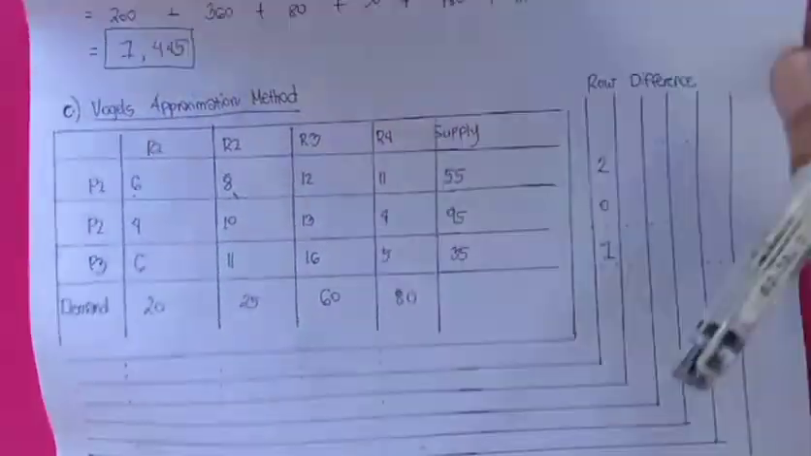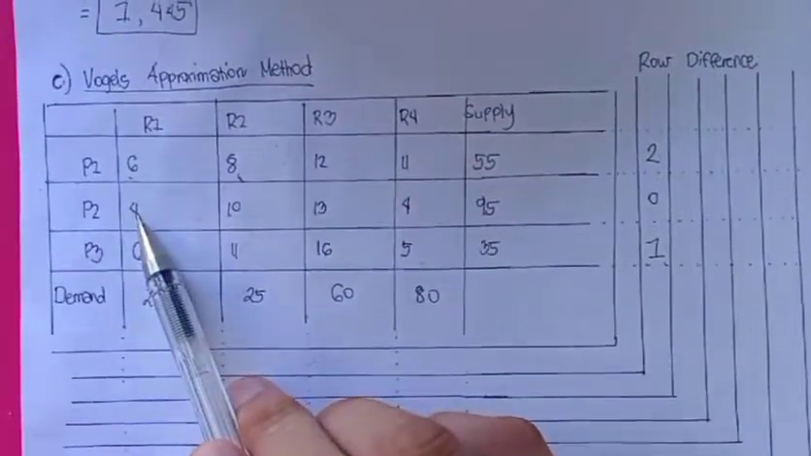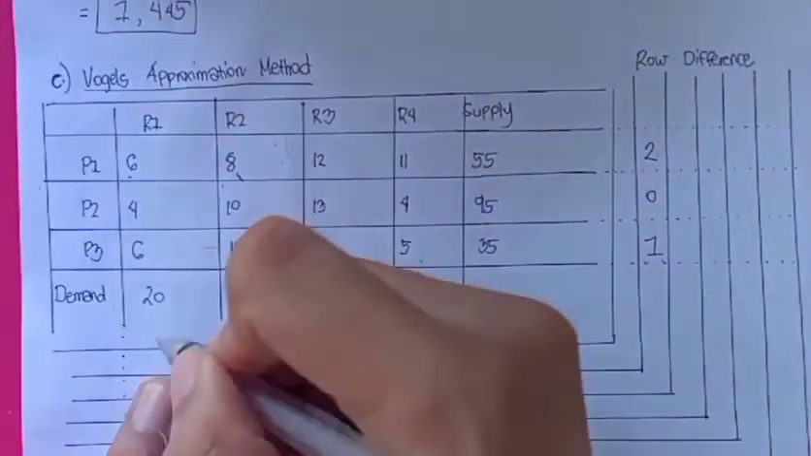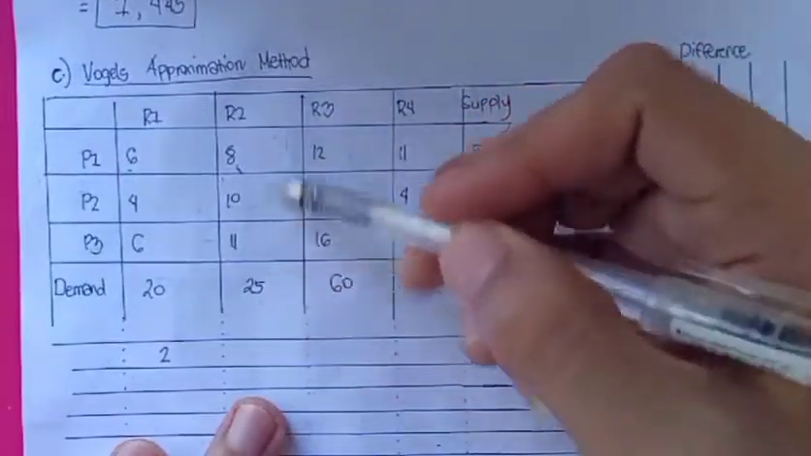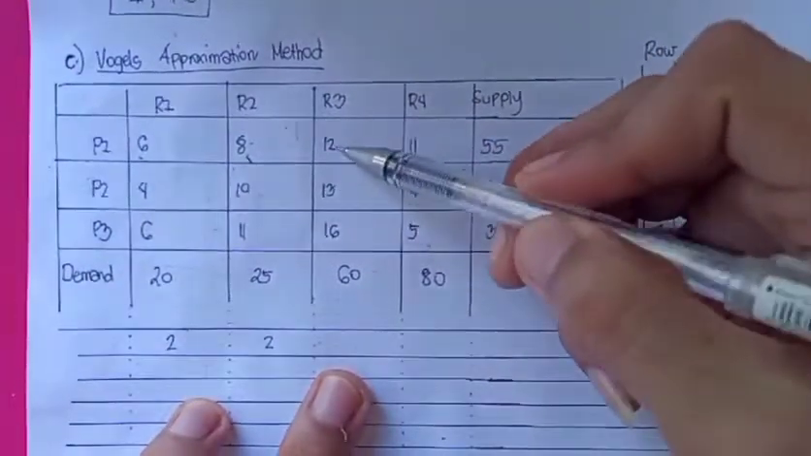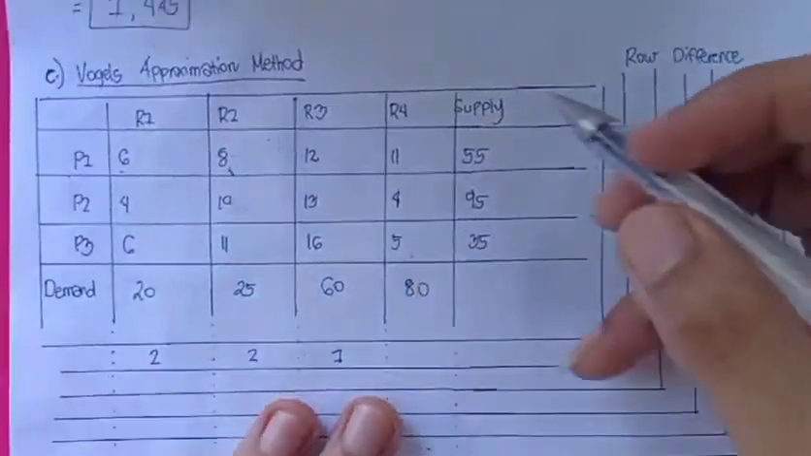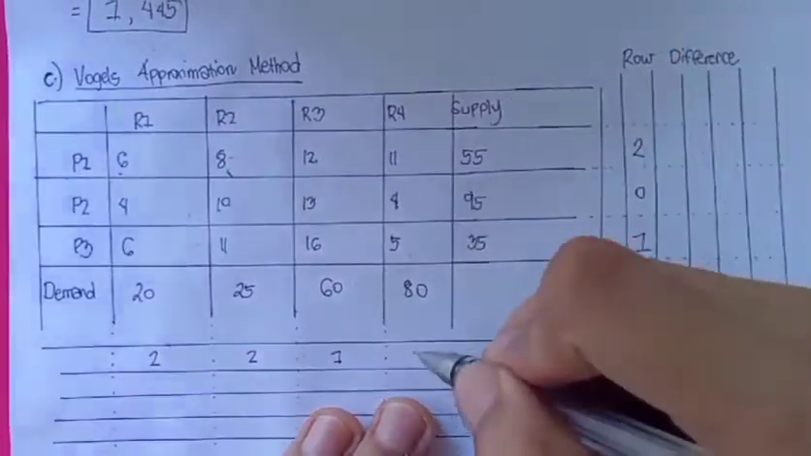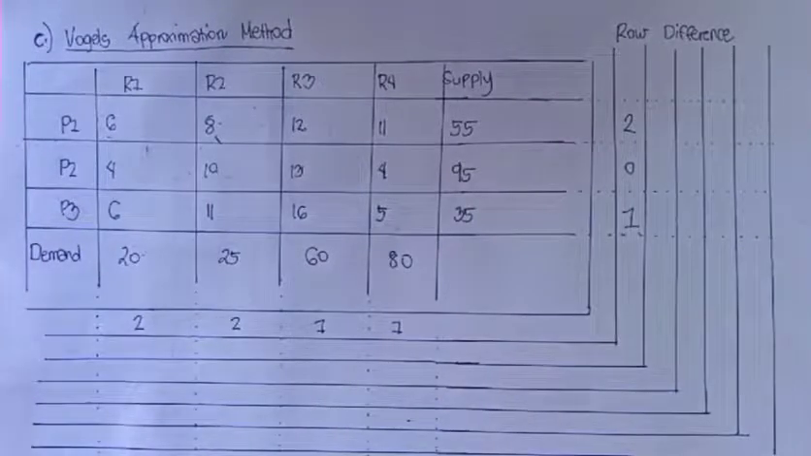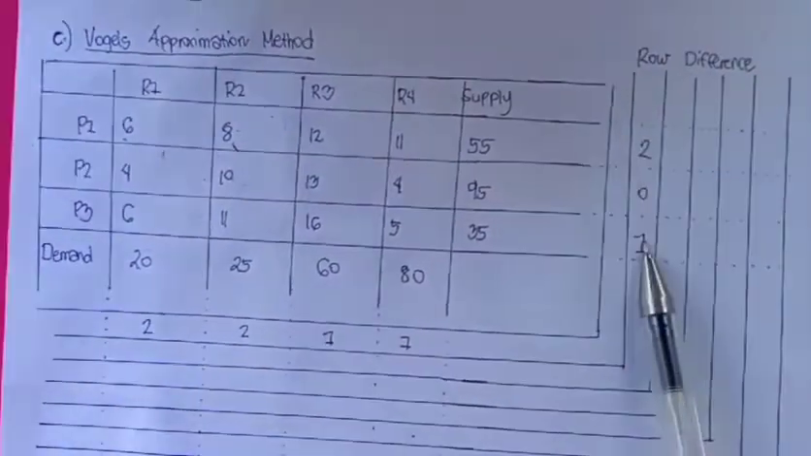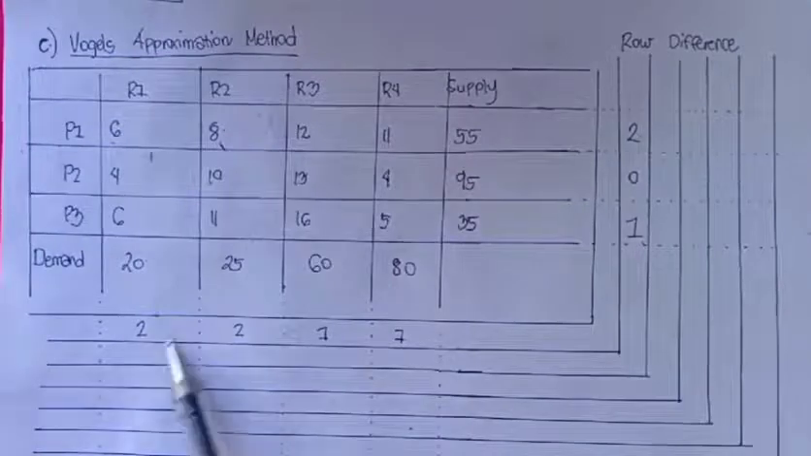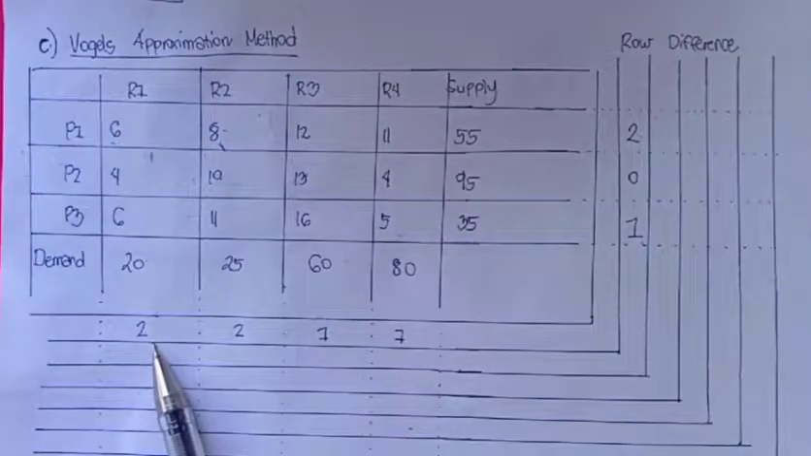In column difference, the least value is 4 in the first column. The second is 6. So, 6 minus 4 is 2. In the second column, 10 minus 8 is 2. The third column, 13 minus 12 is 1. In the fourth column, 5 minus 4 is 1. After that, we need to find out the maximum of both column difference and row difference. So the maximum is 2 in row 1, column 1, and column 2. So we will select column 1.